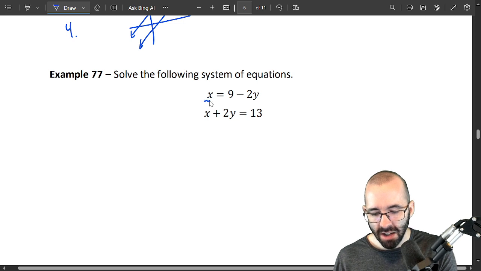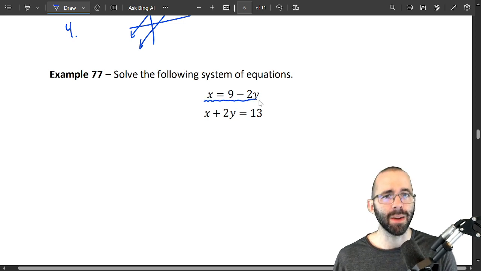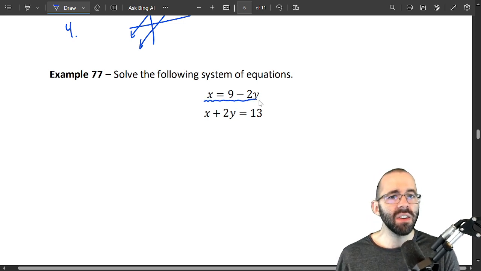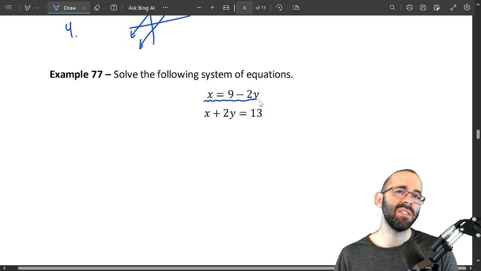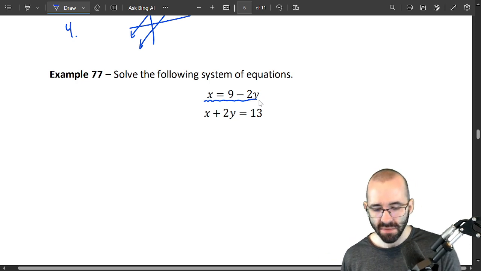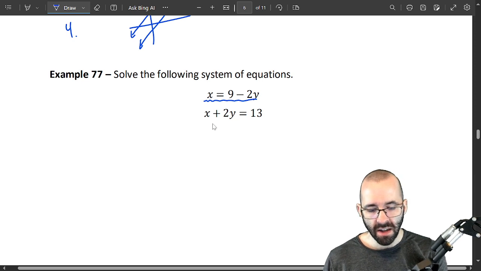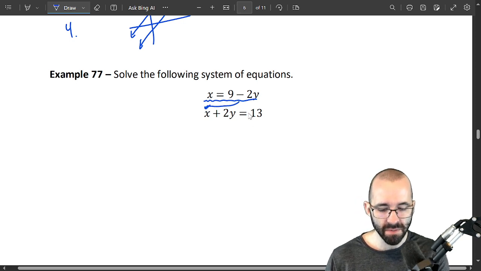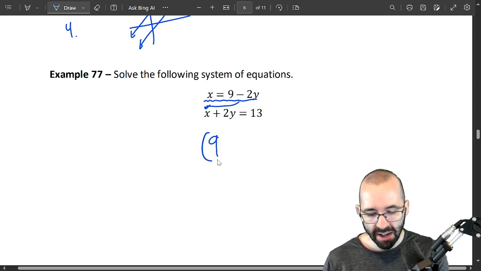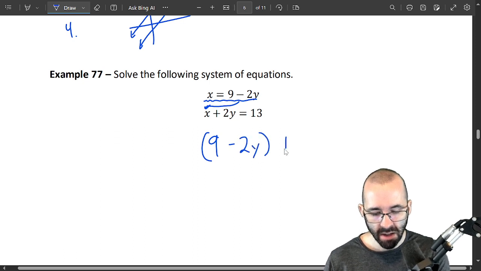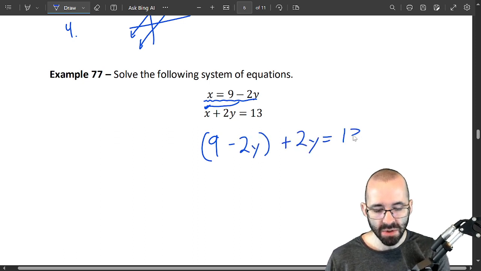Why? Because we already have a variable solved for. If you already have a variable that's solved for, substituting is real quick and nice. So let's substitute this into the second equation. So we know that x is 9 minus 2y, and we're going to just plug that right-hand side into the x in the second equation. We have x, which is 9 minus 2y, plus 2y equals 13.